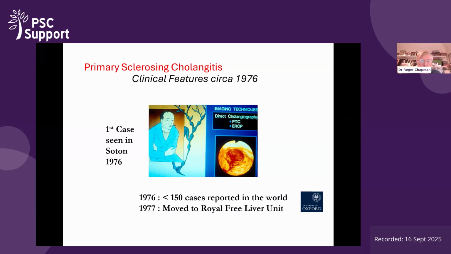I then went to the library. It wasn't like having Google. It took a long time to go to the library in those days. I ploughed through all the books, and I saw that the first case of PSC had been described by a chap called Delbet almost 100 years ago now. But following that, in 1976, I saw that there were still less than 150 cases in the whole world literature.